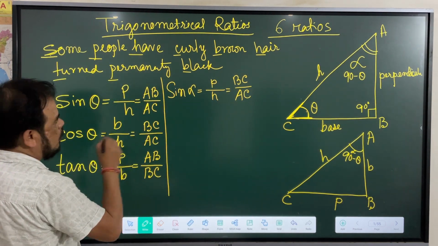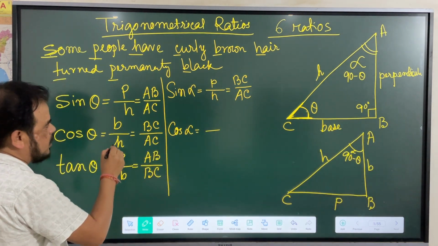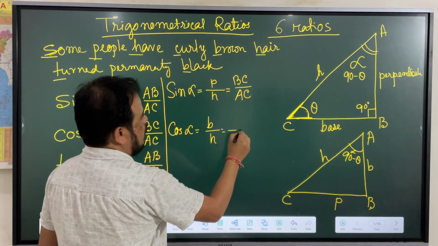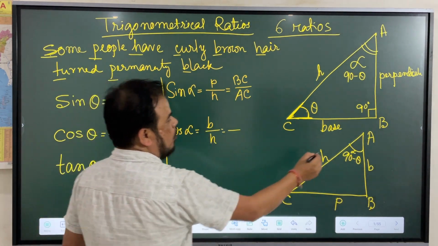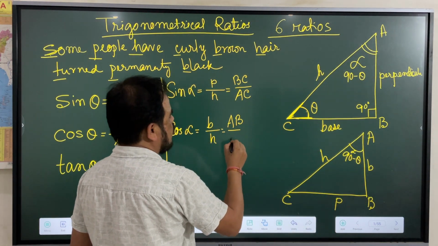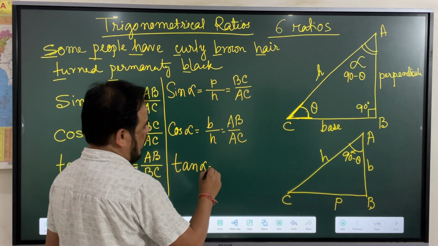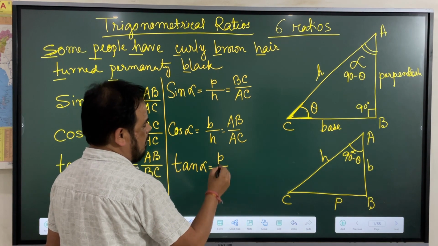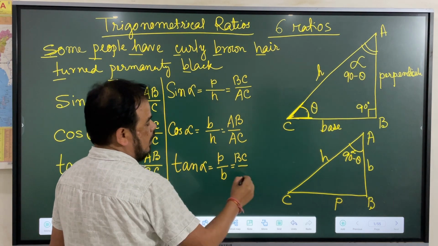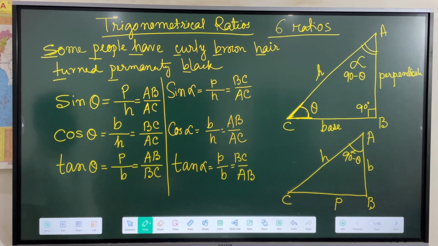Now cos. For cos alpha, cos is B by H, but brown hair. So brown means base. For this angle, AB is base, so let us write AB. H is always AC. Tan alpha, permanently black. P is BC. AB is the base. So I hope you understand.